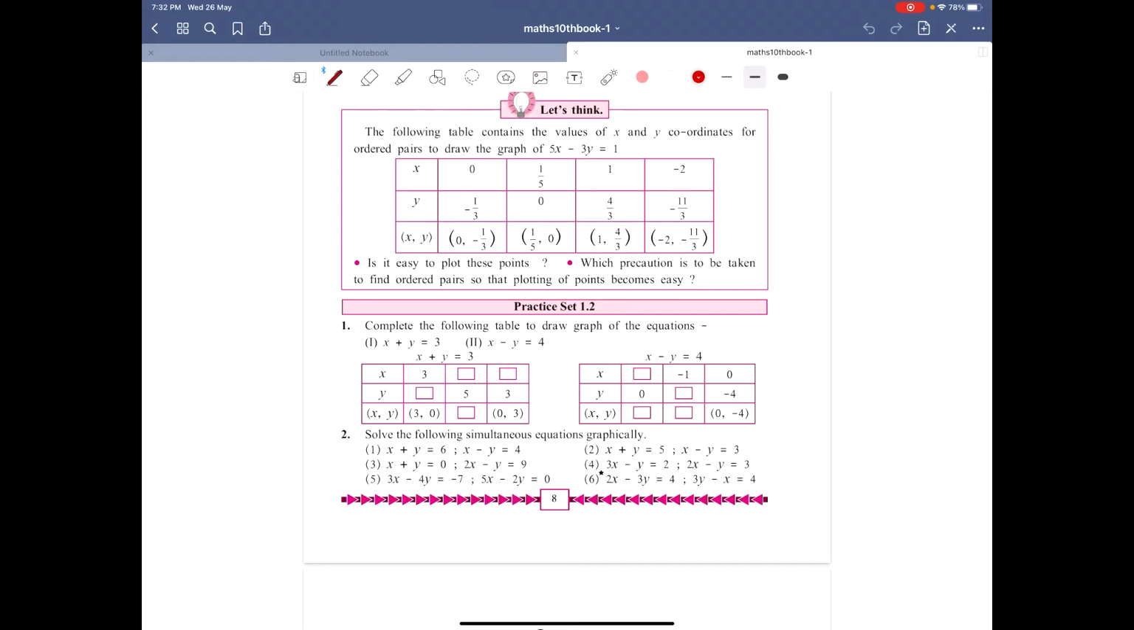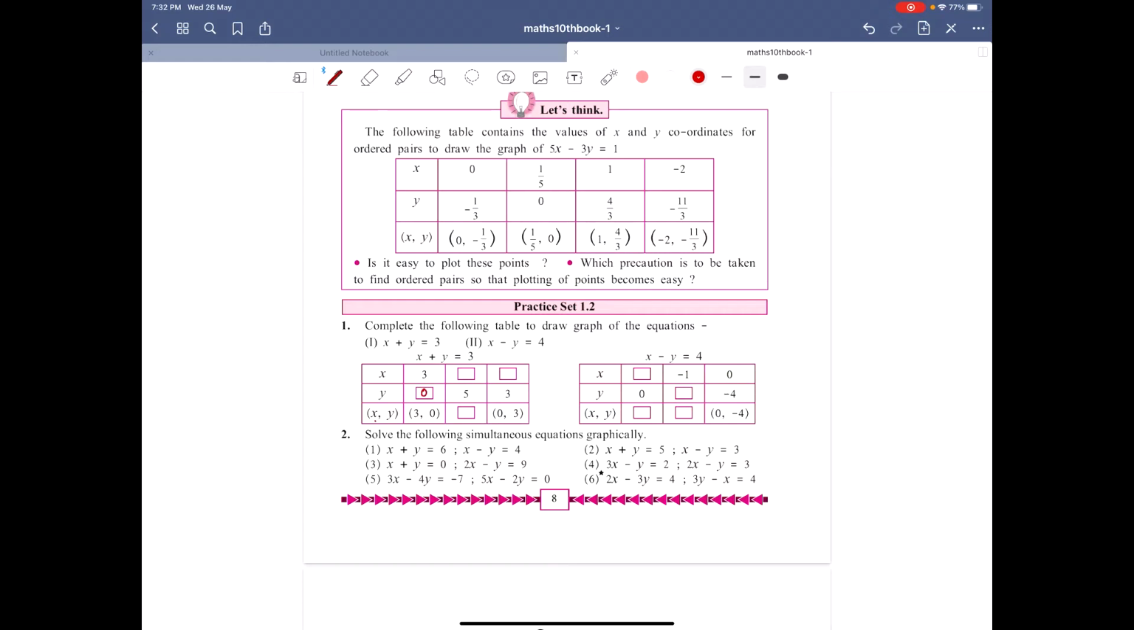Question 1. Complete the following table to draw the graph of equations. Two equations are given, x plus y is equal to 3 and x minus y is equal to 4. See, this is the table. You have to fill in the blanks. X coordinate is 3. What will be the y coordinate? Here the xy coordinates are given as 3, 0. So y coordinate will obviously be 0.